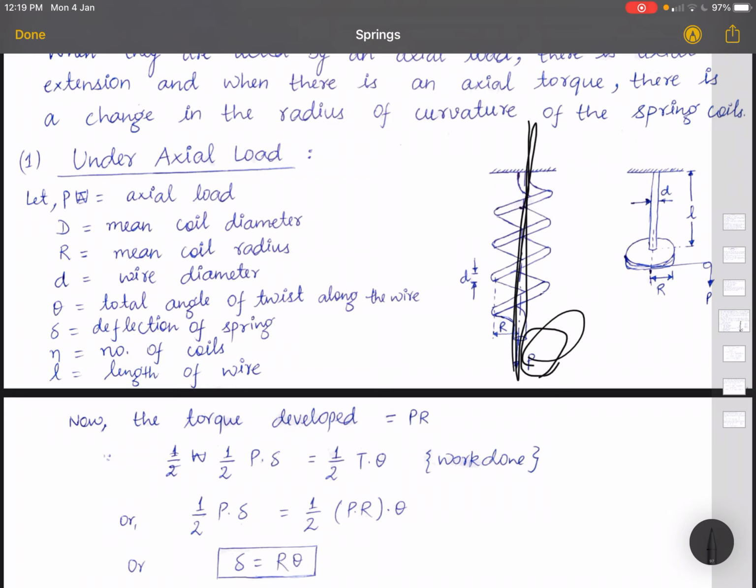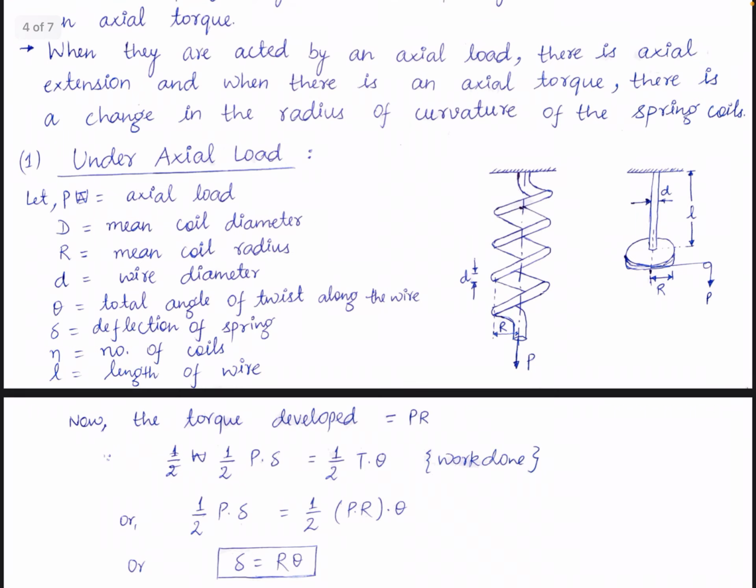These are the parameters. Capital D is the mean coil diameter, capital R is the mean coil radius, as you can see in the diagram. Small d is the wire diameter, the wire being used for making this spring. Theta is the total angle of twist along the wire, how much twisting has been done. Deflection is how much the point of application of load has been displaced, so that is the deflection of the spring.